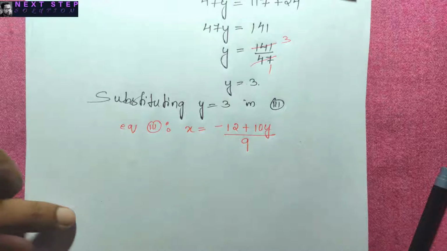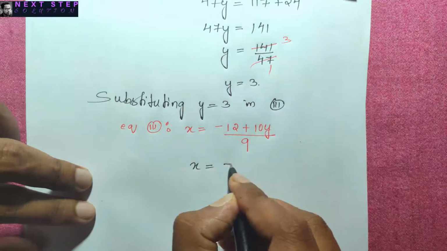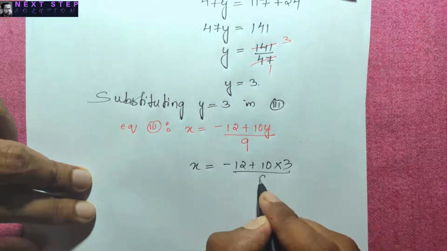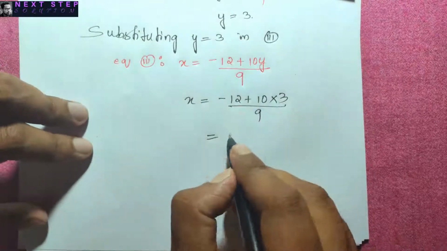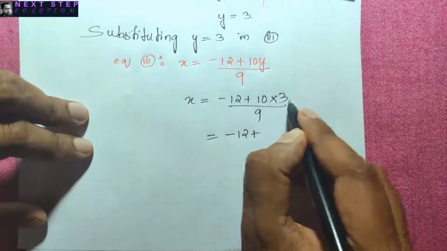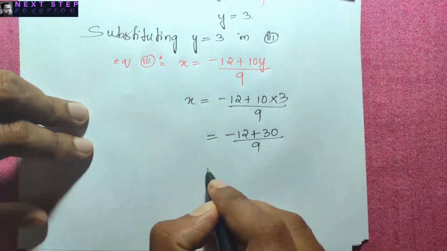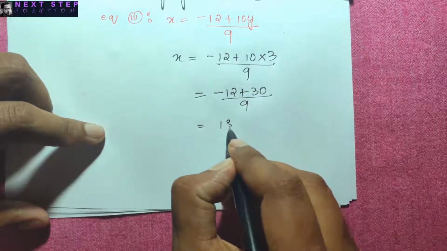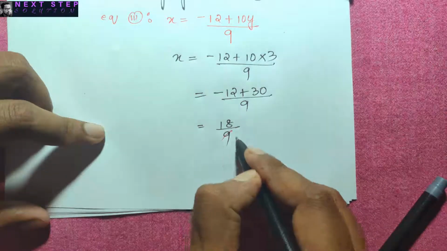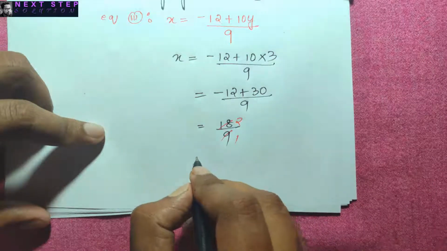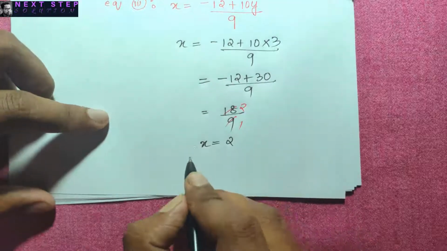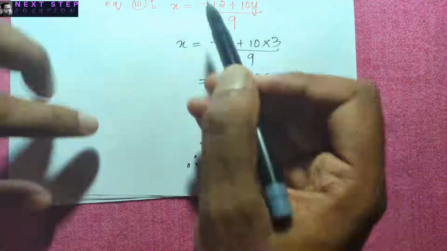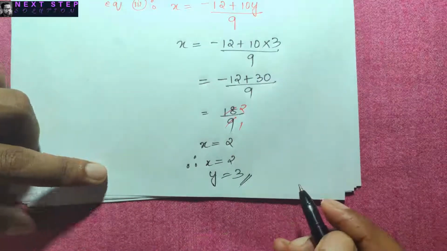Now we will change the value of y. We will have x equals minus 12 plus 10 into the value of y, which is 3, divided by 9. We have minus 12 plus 30 divided by 9. Now minus 12 plus 30 will make it 18 divided by 9, and it can be cancelled. 9 ones are 9, 9 twos are 18. We got x equals 2. So therefore x equals 2 and y equals 3. So x equals 2 and y equals 3 is the answer.